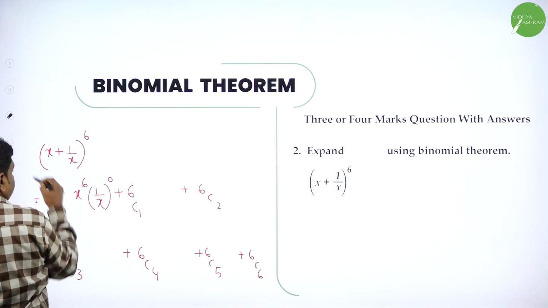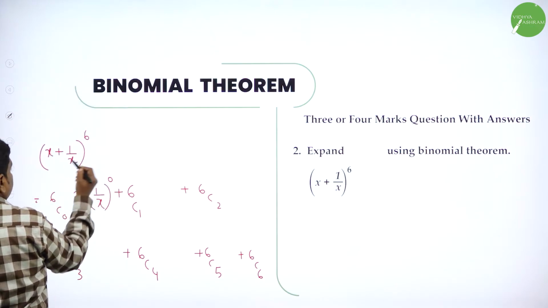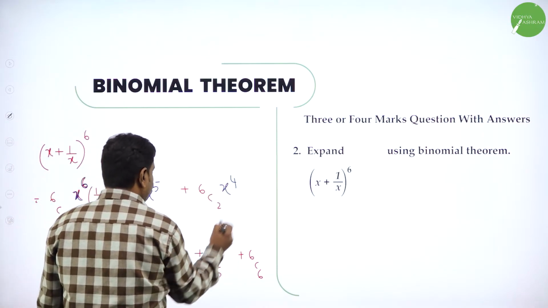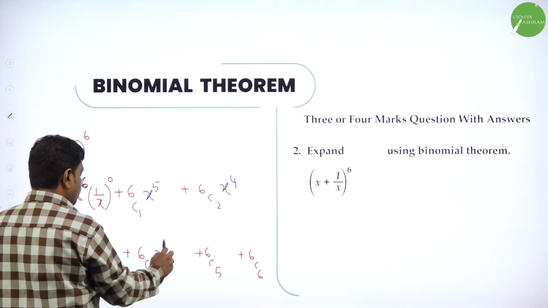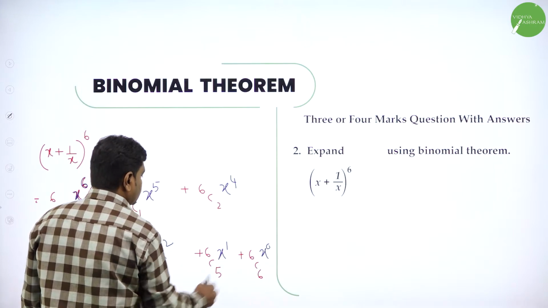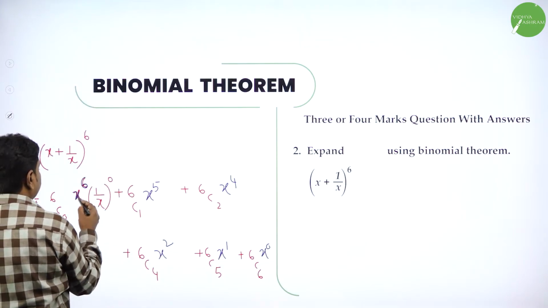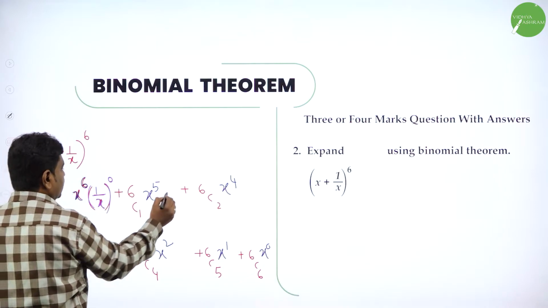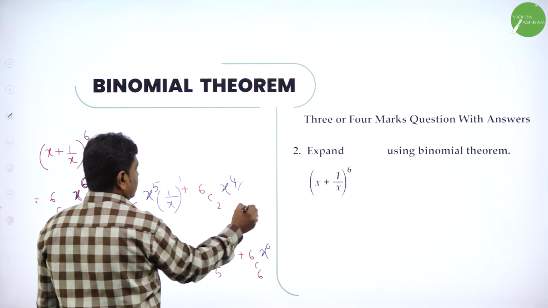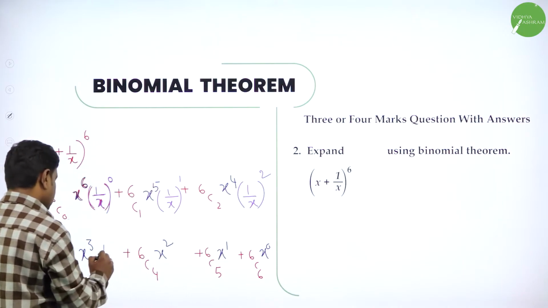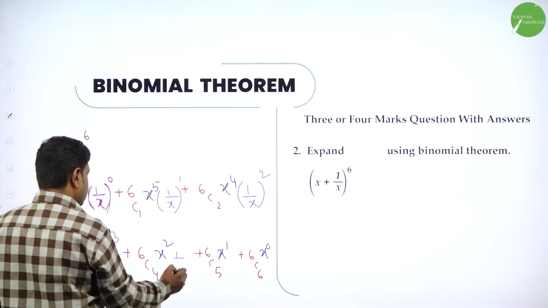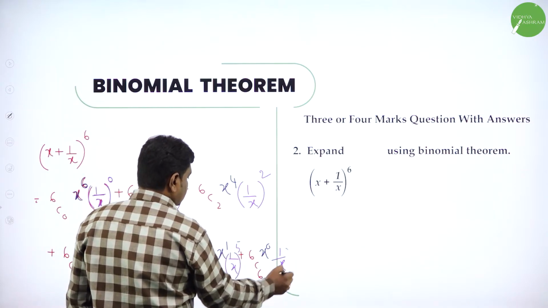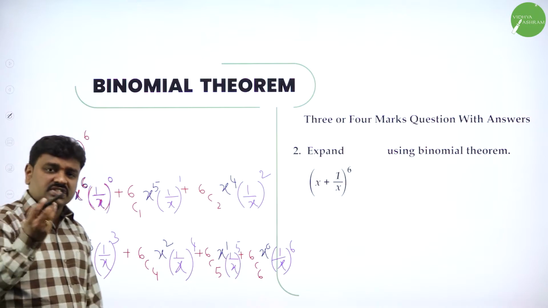The first term, that is x power 6, then x power 5, then x power 4. The x power decreases: x power 3, x power 2, x power 1, x power 0. Then the second term power goes on increasing. What is the second term? 1 by x. So 1 by x power 0, then 1 by x power 1, then 1 by x power 2, then 1 by x power 3, then 1 by x power 4, 1 by x power 5, 1 by x power 6. Second term power increases, first term power decreases.